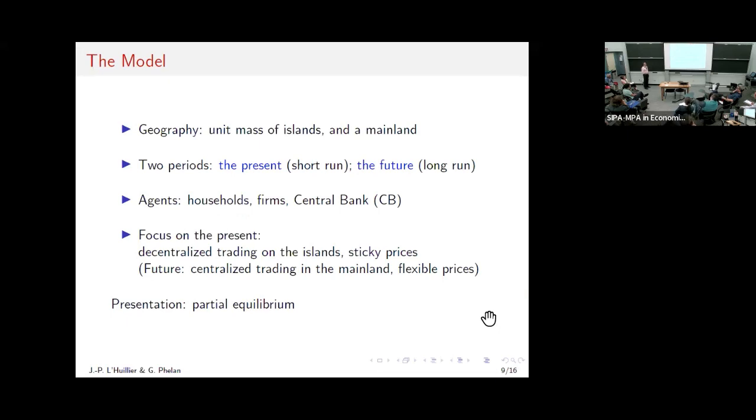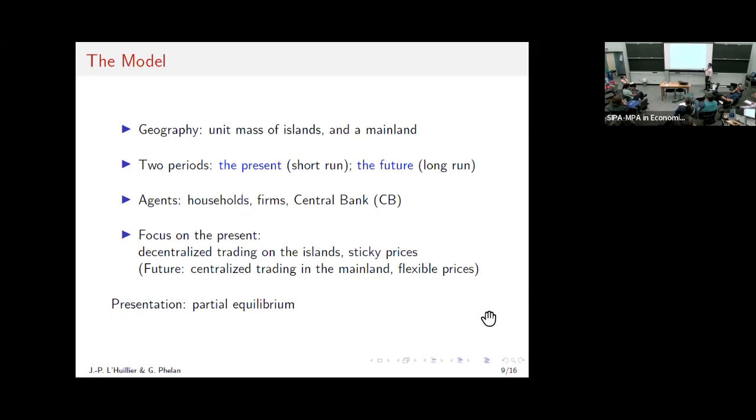So this is going to be an islands economy. The geography of the model is a unit mass of islands and a mainland. I'm going to have this in 2 periods. I can do this in infinite horizon, but for the sake of the presentation, 2 periods. So something that I'm going to call the present, which is the short run where the pricing friction is going to arise, and the future, which is the long run.